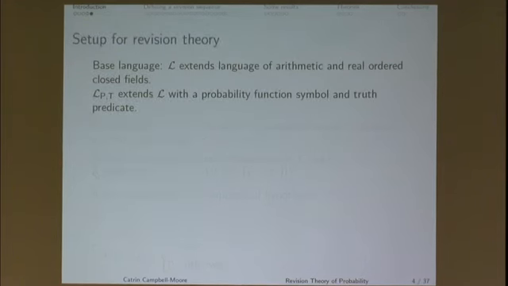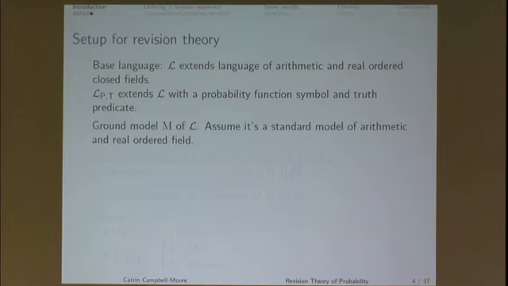A bit more formal setup. What I've got here is a background language, which at least contains arithmetic and some stuff about real numbers. And I extend this with a probability function symbol and a truth predicate. So a unary predicate and a function symbol. I'm not going to worry about things like heads or whether snow is white. That's fixed by some ground model. So you have a background model of the language, assuming it's a standard model of arithmetic in the real ordered field. This is really the setup for the semantic probability version.